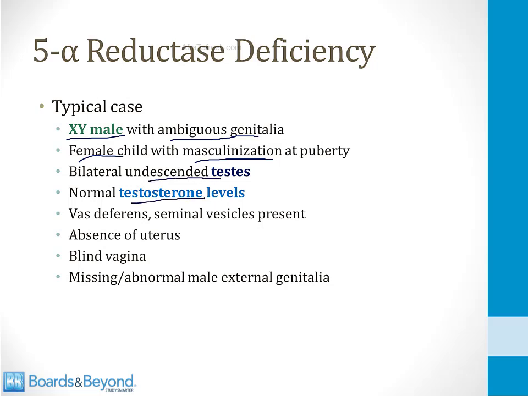Importantly, the testosterone levels are entirely normal because the testes can make testosterone normally. Also on imaging, you can find a vas deferens and a seminal vesicle and all the internal male structures, but you won't see any internal female structures, so there will be absence of a uterus, and the vagina ends in a blind pouch with no cervix present, and externally there is missing or abnormal male external genitalia.